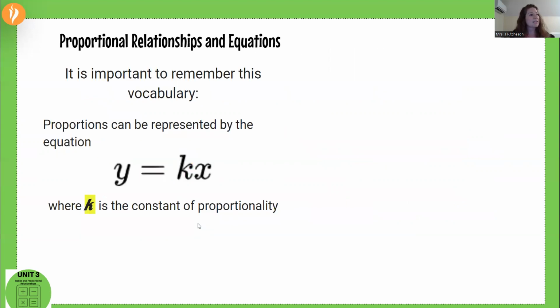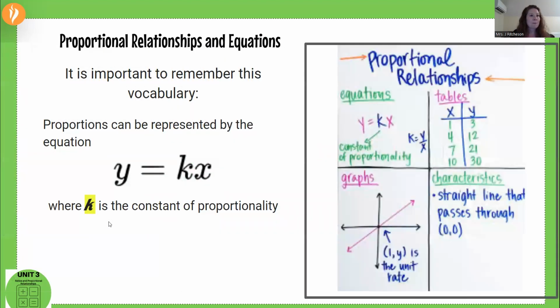So it is important to remember the vocabulary. Proportions can be represented by the equation y equals kx, and that k in math and algebra always represents the constant of proportionality. Why isn't it a c? I do not know, but it is a k. All right, so for this table and this graph, an equation could be written to represent all of these situations.